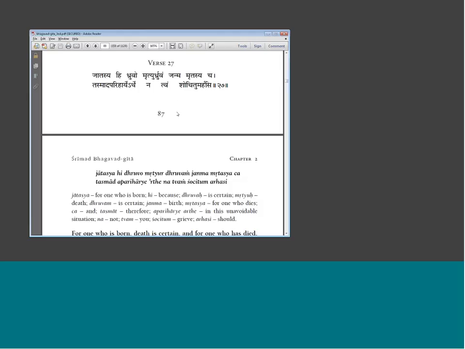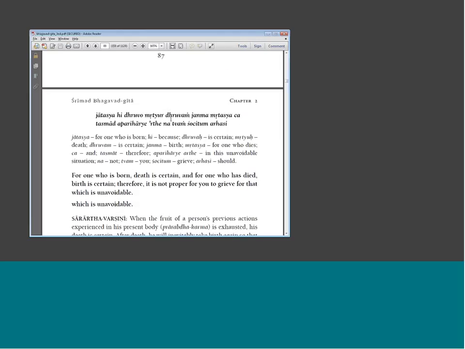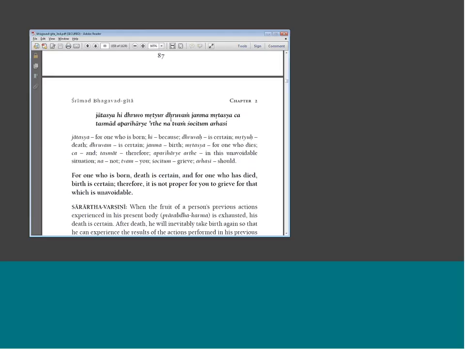Jatasya hi dhruvo mrityur dhruvam janma mritasya cha tasmada pariharyate natvam shochitum arhasi. For one who is born, death is certain, and for one who has died, birth is certain. Therefore, it is not proper for you to grieve for that which is unavoidable.